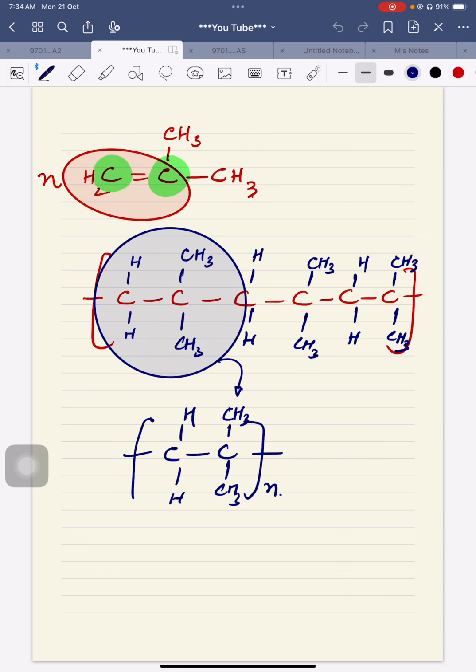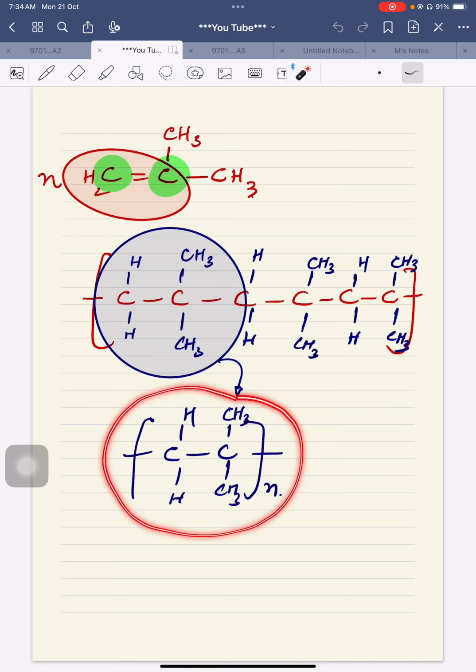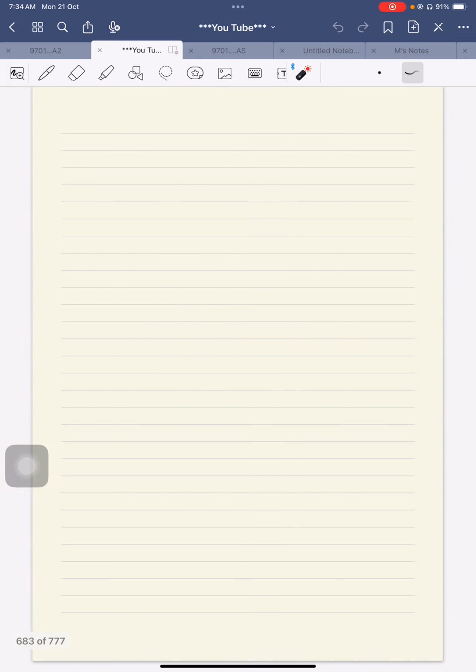So here is one example in which there are a total of 4 carbons in this monomer. We can say that these 2 carbons are attached with each other through a double covalent bond. After this combination, they are going to shift themselves into a carbon-carbon single bond, and this is called the repeating unit. I am going to give you another example so that the concepts can be much improved.